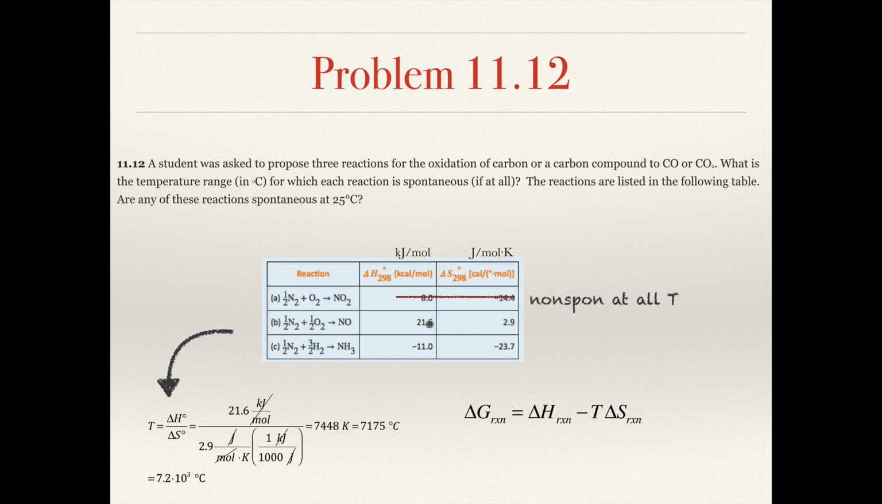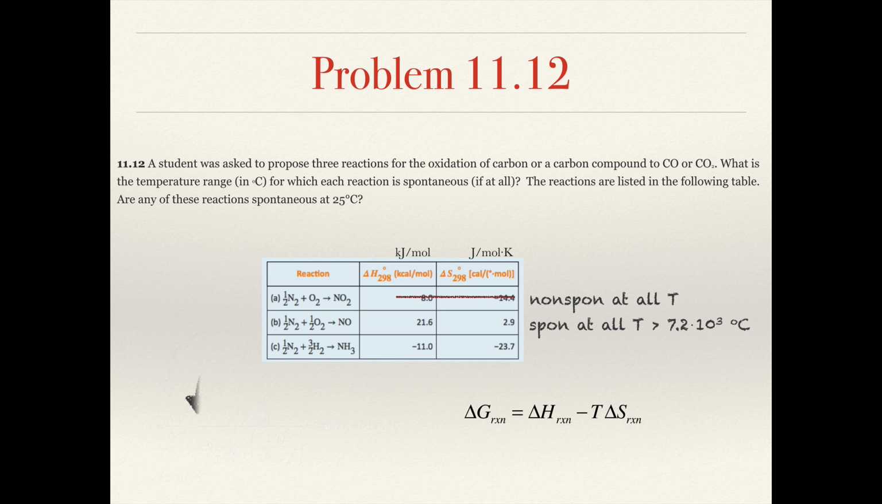Well, a positive value for delta H certainly doesn't, because it tends to make delta G positive. So we want to increase the magnitude of T delta S, and we can do that by increasing the temperature. Now, unfortunately, that means that this reaction is spontaneous at all temperatures greater than 7,200 degrees Celsius, and I rounded to two significant figures, which basically means for all intents and purposes that this reaction won't happen because the temperature has to be so high.